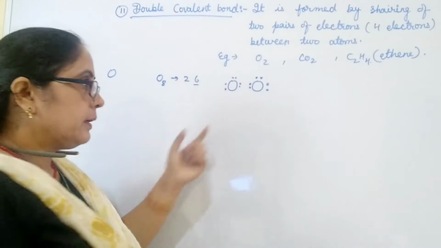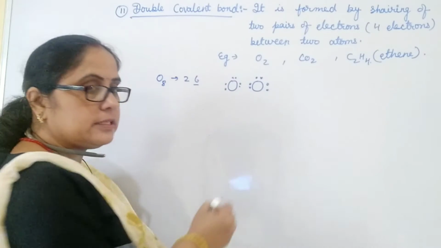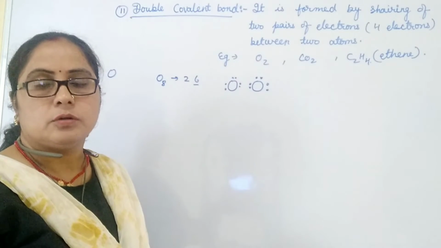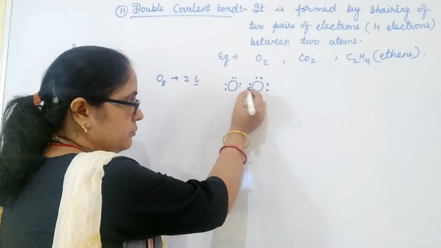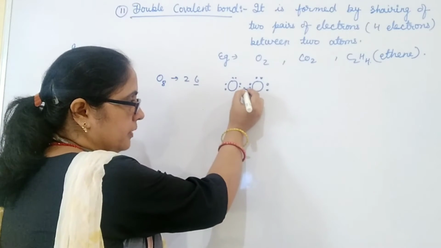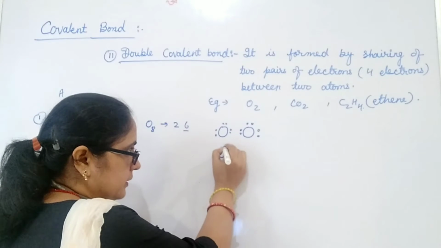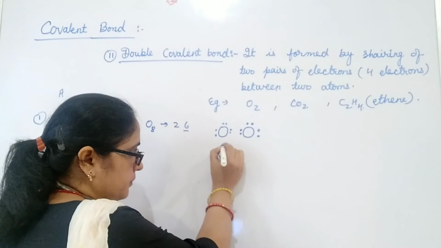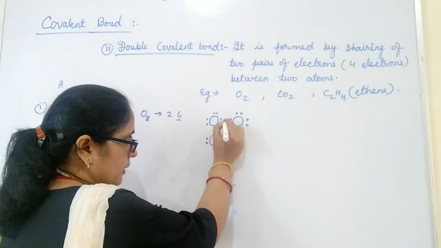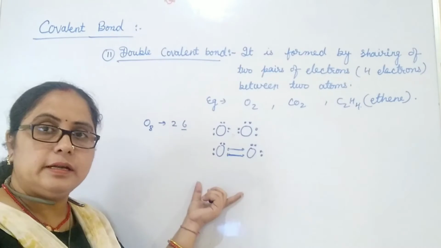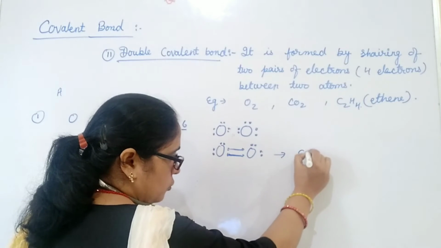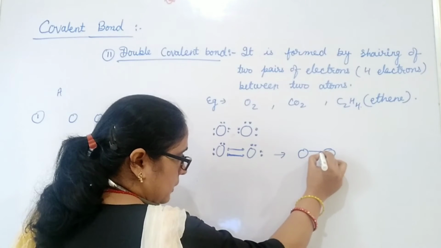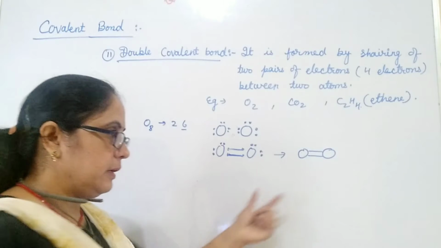For that, they share their electrons because it is not possible to transfer, to gain or to lose electrons. So both oxygen atoms share their two pairs of electrons, and when they share two pairs of electrons, they form a double covalent bond, and in this way two oxygen atoms combine together by double covalent bond.